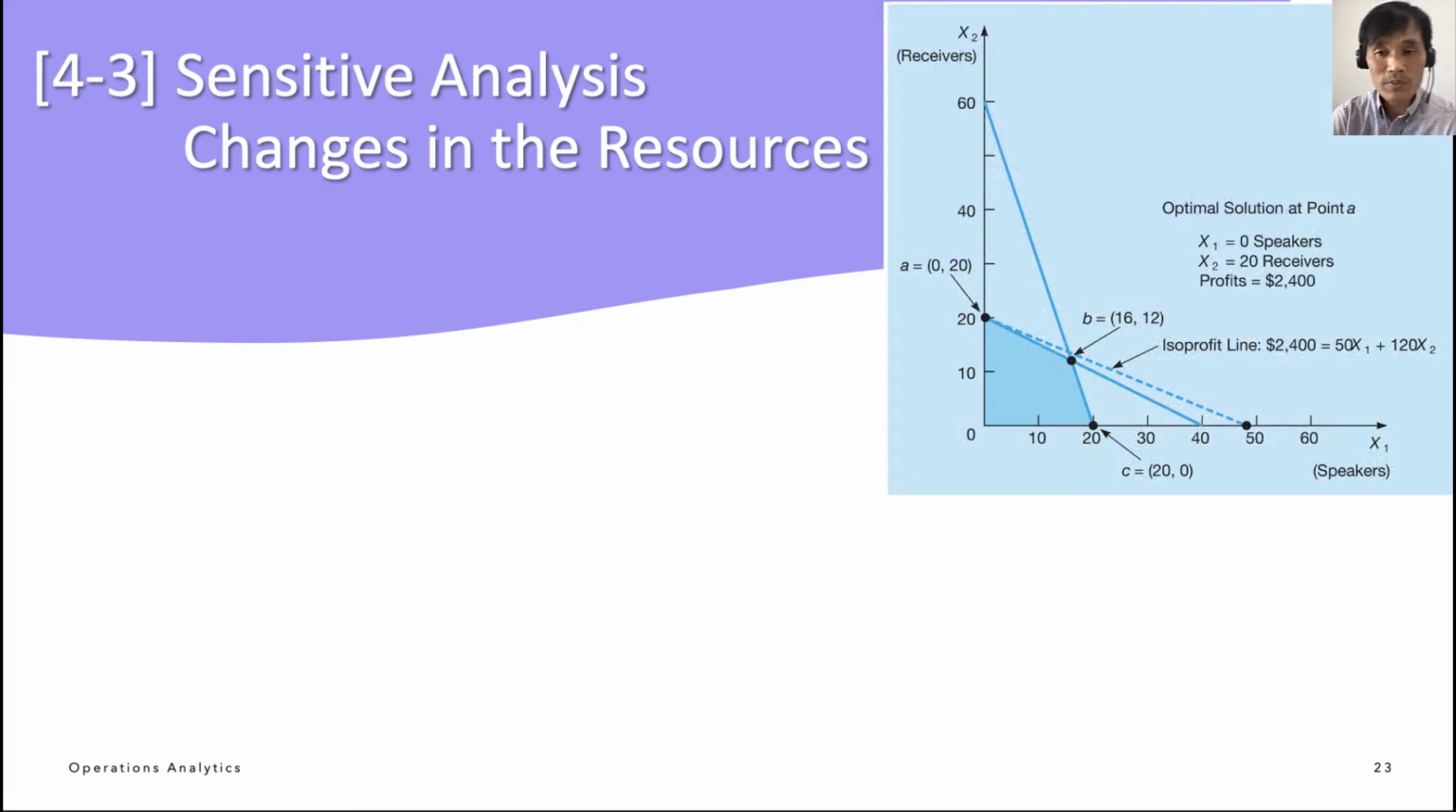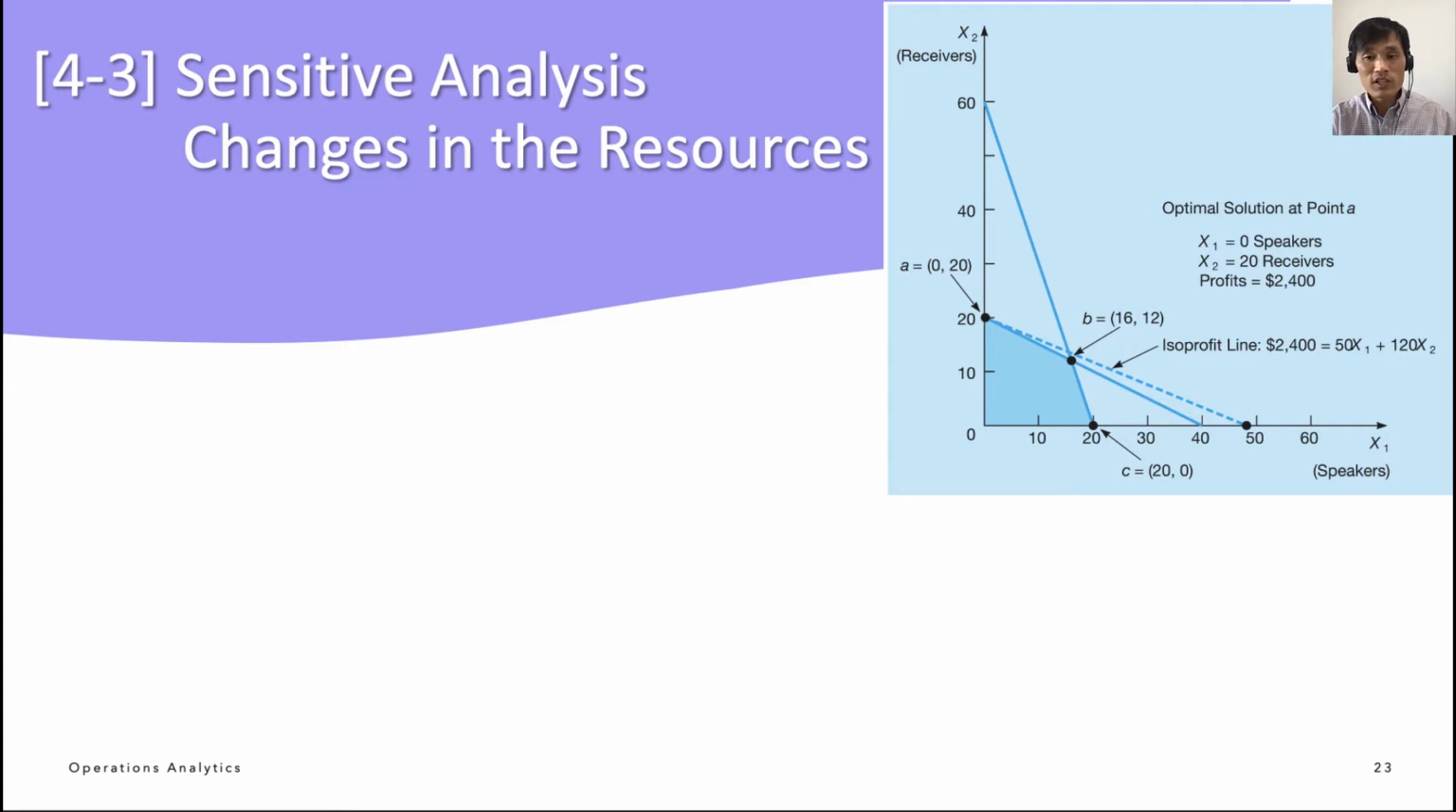Here's a graphical explanation of a sensitivity analysis when changes in the resources occur. If the right-hand side of a constraint is changed, the feasible region will change, and often the optimal solution will change as well. In the High Note Sound Company example, there were 80 hours of electrician's time available each week, and the maximum possible profit was $2,400 at this point. There is no slack for this constraint, so it is a binding constraint.